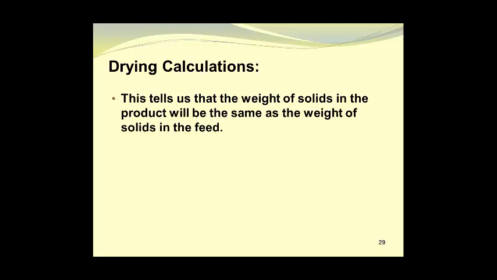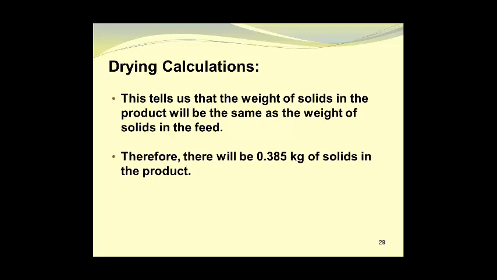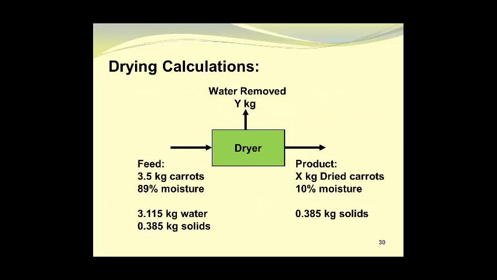So let's restate this and say that the weight of the solids in the product will be the same as the weight of the solids in the feed. Therefore, there will be 0.385 kilograms of solids in the product. And we can add this information to our diagram. Here it is shown in the bottom right-hand corner of the slide. We still do not know the value of X, which is the number of kilograms of dried carrots we're getting, nor do we know Y, the number of kilograms of water removed.